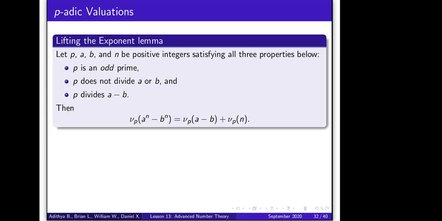So there is a form of LTE when p equals 2, but in the end, it ends up being very similar to the difference of squares formula. So I personally don't know it, and I'm not sure it's super important. It should be fairly easy to rederive when you need it.